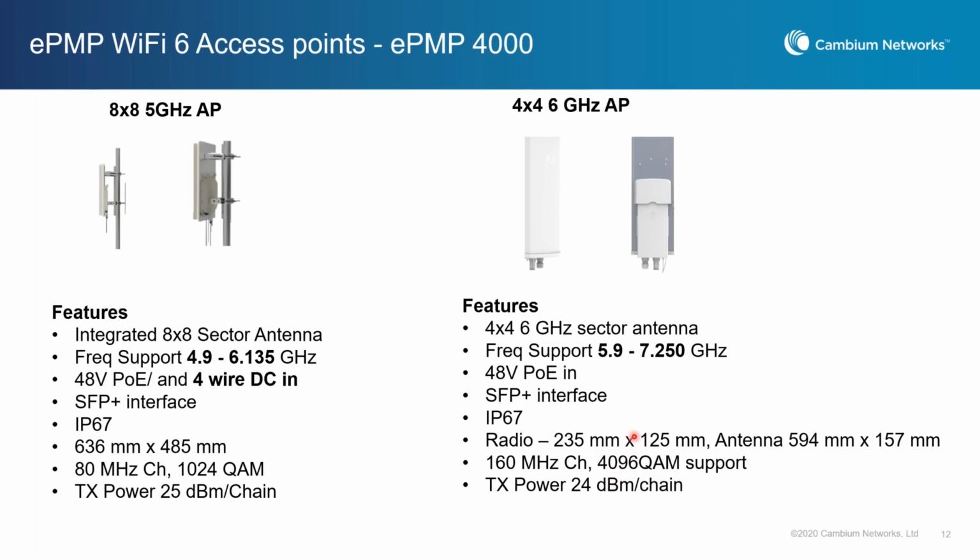And of course, the power and whatnot is more or less maximum, and ultimately 6 gig will be dictated by your EIRP limits as defined by the FCC. So these are the two access points.